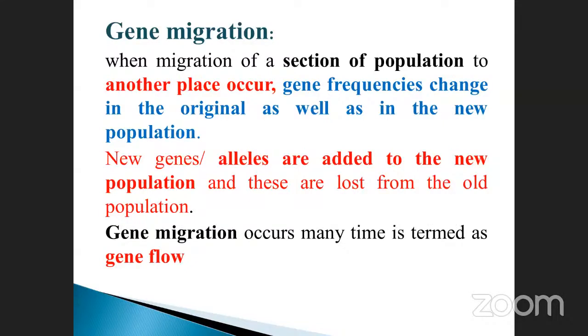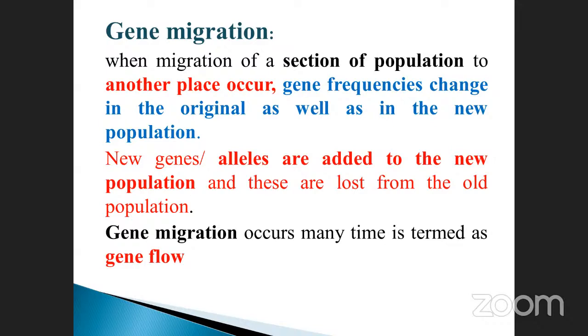Any one of the populations, what happened? They can migrate from one generation, one place, to another place. That is very, very important. When they move to another place, gene frequencies change in the original as well as in the new populations.